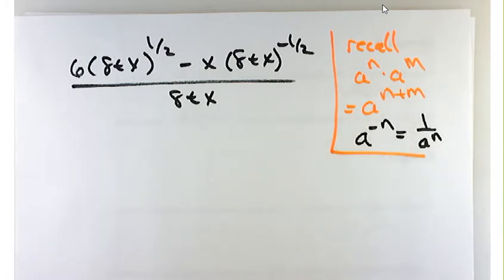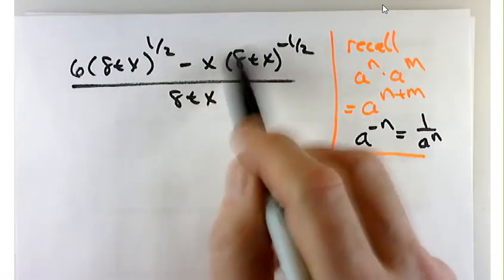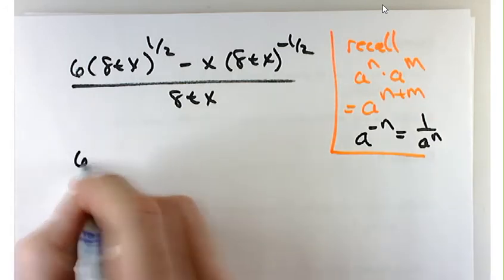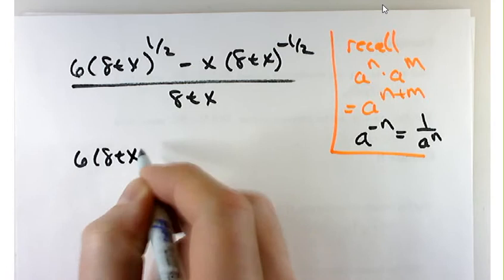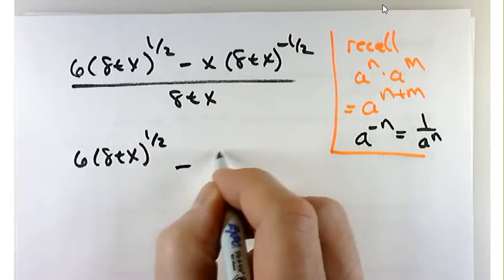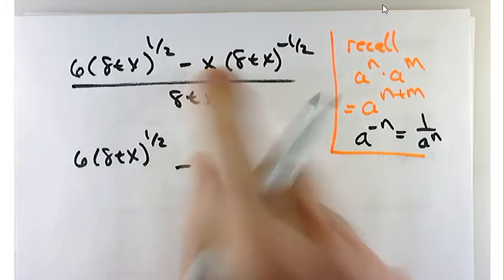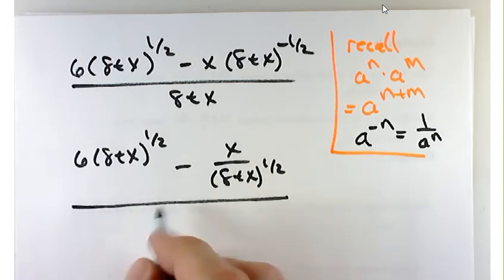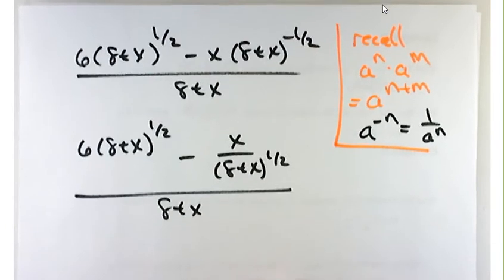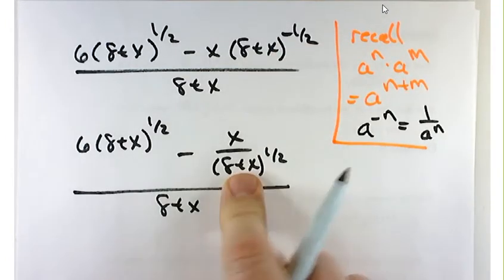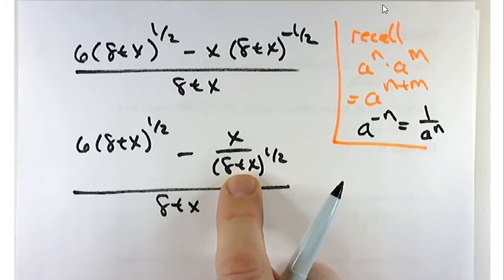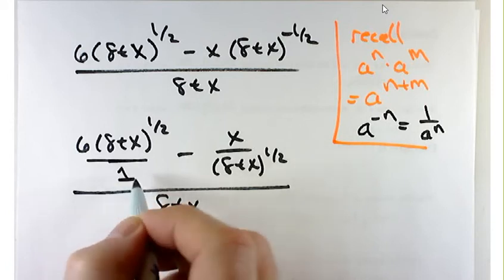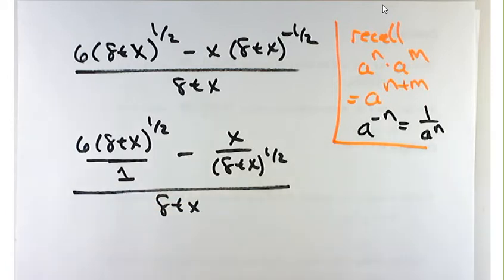So that's what I'm going to do with this term here. Now it's just the 8 plus x term that I'm going to put in the denominator. So I'll write this as 6 times (8 plus x) to the 1/2 minus x is going to stay in the numerator over (8 plus x) to the 1/2 over 8 plus x. So all I did in this first step was I took this term and put it into the denominator. Nothing like that happened with our first term. But for convenience, I'm just going to write that over 1, just to have something there to look at.